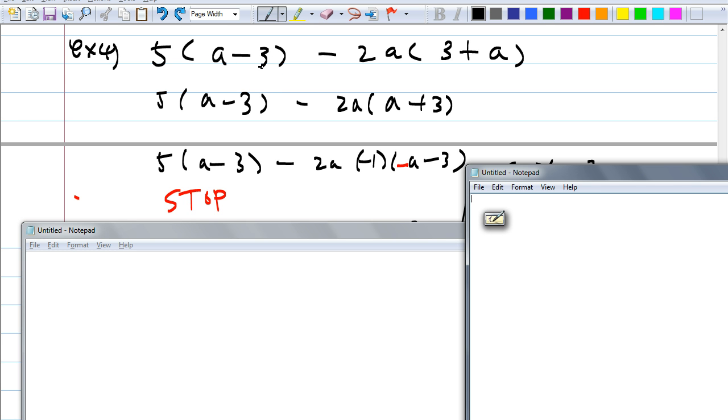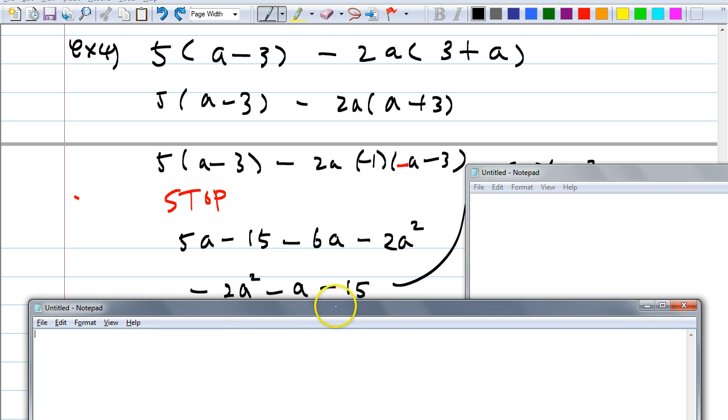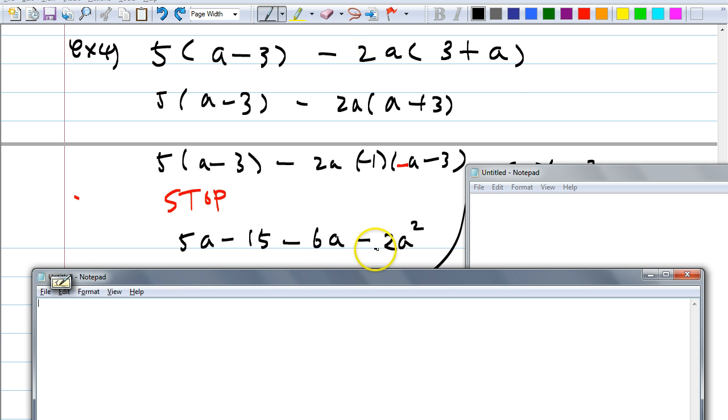What's 5 times a minus 3, class? 5a minus 15, and then don't you get negative 6a minus 2a squared? You see, you're multiplying negative 2a times 3, negative 6a, negative 2a times a, you get negative 2a squared, right? If you don't like that, make it into addition, right? Isn't that right? So, Austin, what's the trinomial that I get? Let's write it in standard form.